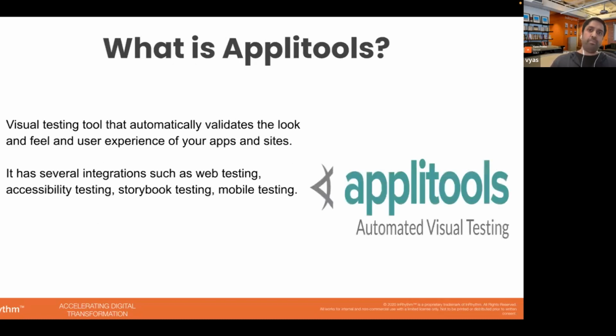So now, what is Applitools? Applitools will help you solve all the problems that I listed in the previous slide. Applitools is a visual testing tool that automatically detects and validates the look and feel of your applications. It could be a web application, it could be a native mobile application. It could even be a PDF feature. So it has several integrations such as web testing, accessibility, storybook, and mobile.